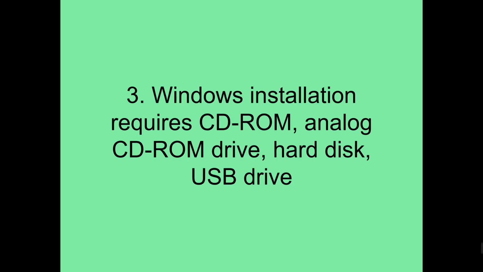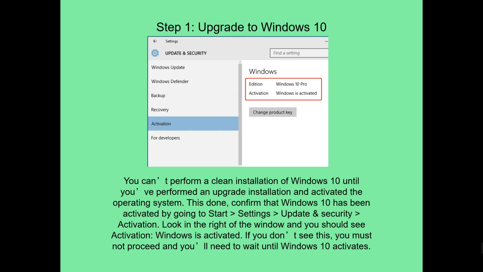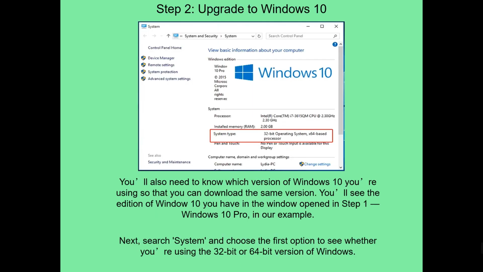Next. 3. Windows installation requires a CD-ROM drive, or a USB drive. 4. Windows 10 installation. Step 1. Upgrade to Windows 10. Look at this picture. Next. Step 2. Upgrade to Windows 10. Look at this picture.